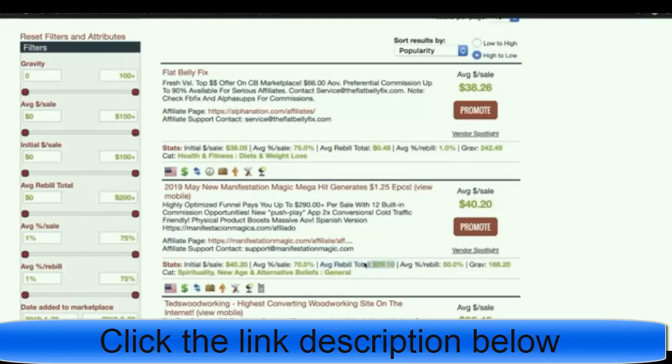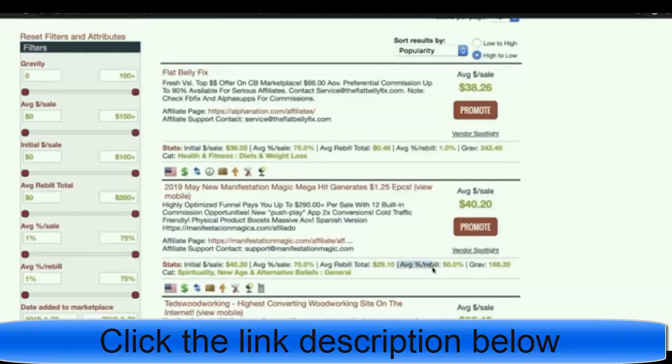You also want to look at products that give this average rebill. This means that the product you see right here has some monthly membership. So when someone buys this product and stays with it, they need to pay some fees to stay with the product. So you're going to earn commission on that too. That is just free money, and that is why I like to promote products like this.